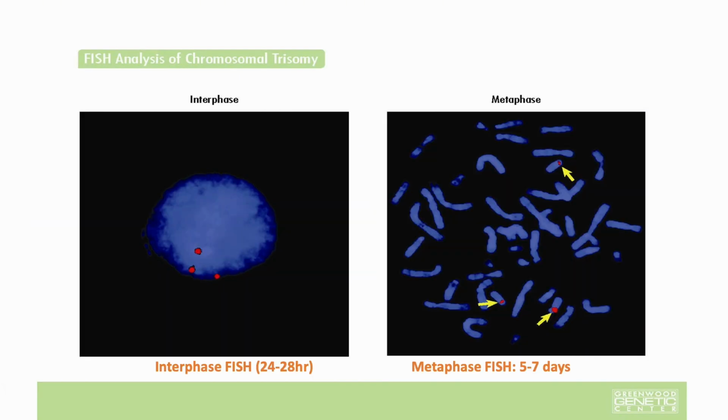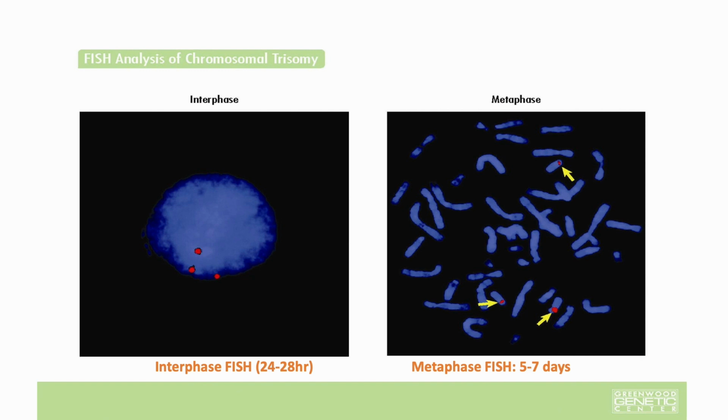FISH is used to identify the presence or absence of specific DNA sequences on chromosomes, making it an essential tool for detecting chromosomal abnormalities. It involves the use of fluorescent probes that bind to particular sequences of DNA. When these probes are introduced to the cells, they hybridize or attach to their complementary sequences on the chromosomes. Under a fluorescent microscope, we can visualize these hybridized regions, allowing us to see specific genetic changes.